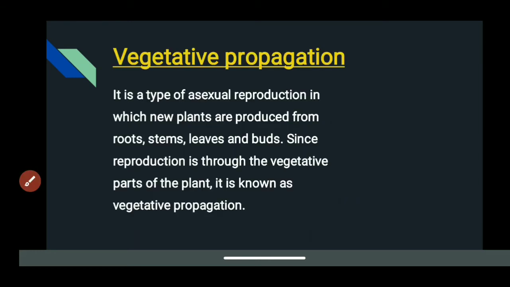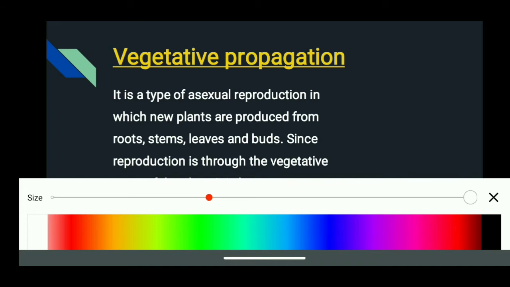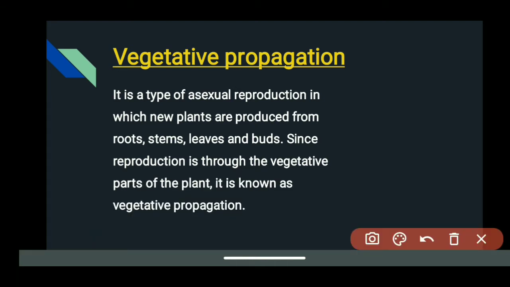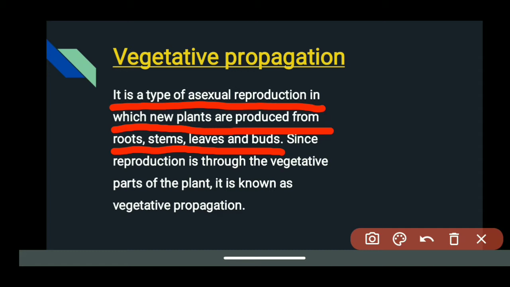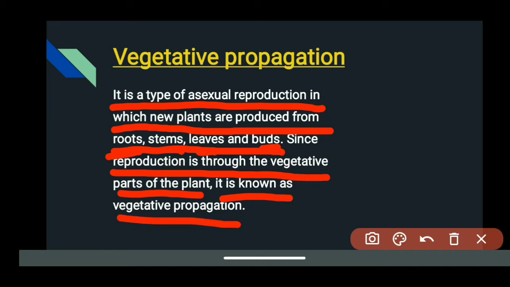First of all, vegetative propagation. It is a type of asexual reproduction in which new plants are produced from roots, stems, leaves and buds. This is the definition of vegetative propagation. Since reproduction is through the vegetative part of the plant, it is known as vegetative propagation. In this case, the new offspring develops from the vegetative part of the plant.